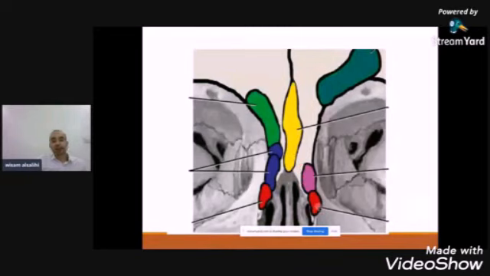This red one is the agger nasi cell. This is the type 1 cell, T1 cell. On the right, in blue, is the T2 cell. The green one is the T3 cell, and this one is the T4 cell. Now, no one uses this classification.